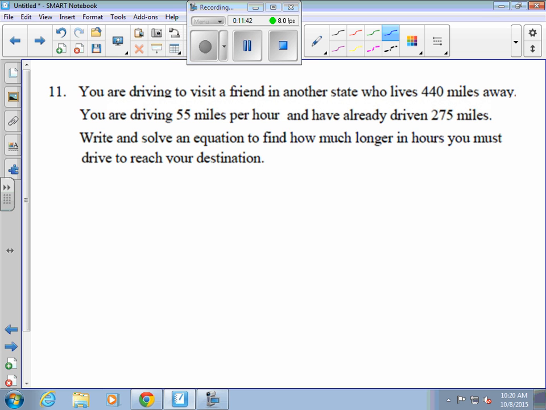Number 11 says you are driving to visit a friend in another state who lives 440 miles away. You're driving 55 miles per hour and have already driven 275 miles. Write and solve an equation to find how much longer in hours you must drive to reach your destination. Well, the person lives 440 miles away. Okay? So 440 minus 275 equals 55 times x.